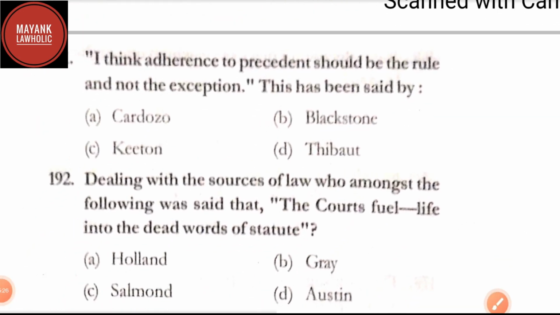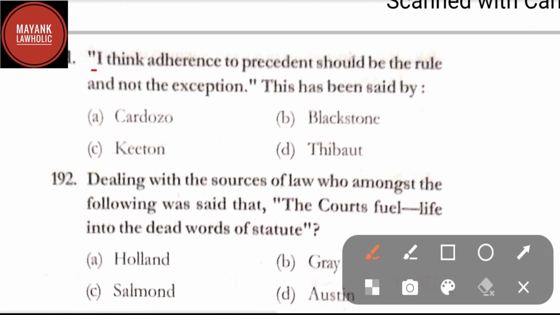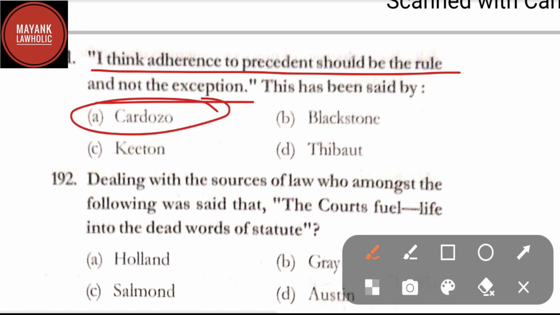Question number 191. I think adherence to the precedent should be the rule and not the exception. This has been said by option A, Cardozo, option B, Blackstone, option C, Keeton, and option D, Thibaut. Here in question number 191, the correct answer is option A, that is Cardozo. Cardozo has said that I think adherence to the precedent should be the rule and not the exception.